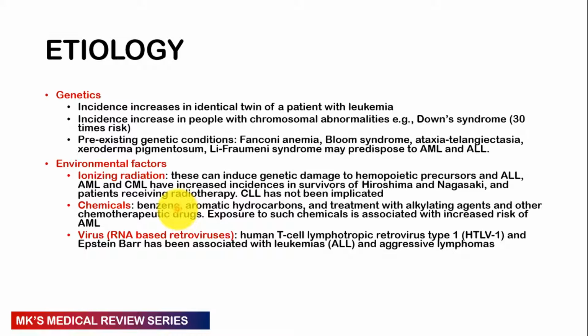Some chemicals such as benzene, aromatic hydrocarbons, and treatment with certain drugs such as alkylating agents and other chemotherapeutic drugs have been associated with an increase in onset of leukemias, especially acute myeloid leukemias. Some viral infections such as human T-cell lymphotropic retrovirus type 1, even type 2, as well as Epstein-Barr virus have been associated with leukemias, especially acute lymphoblastic leukemias and some aggressive lymphomas.